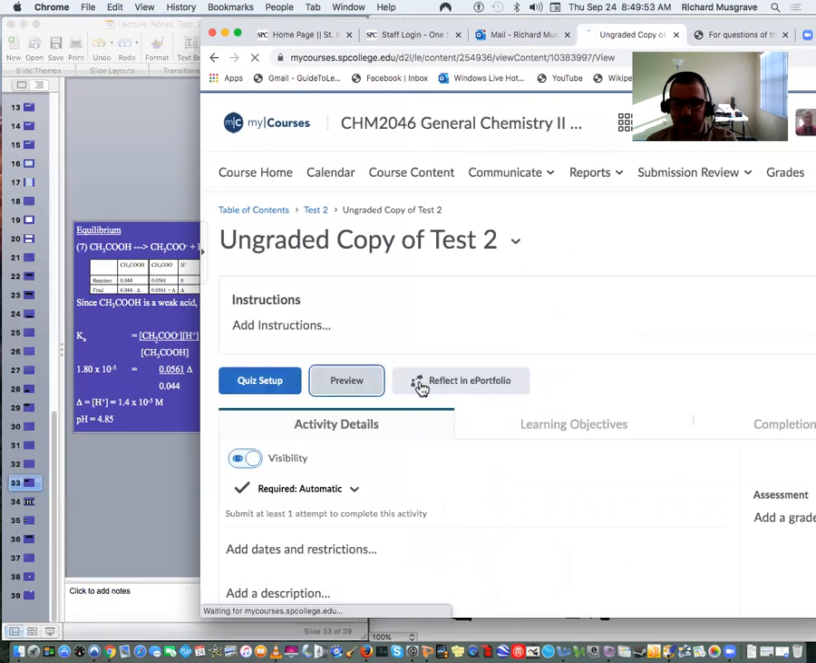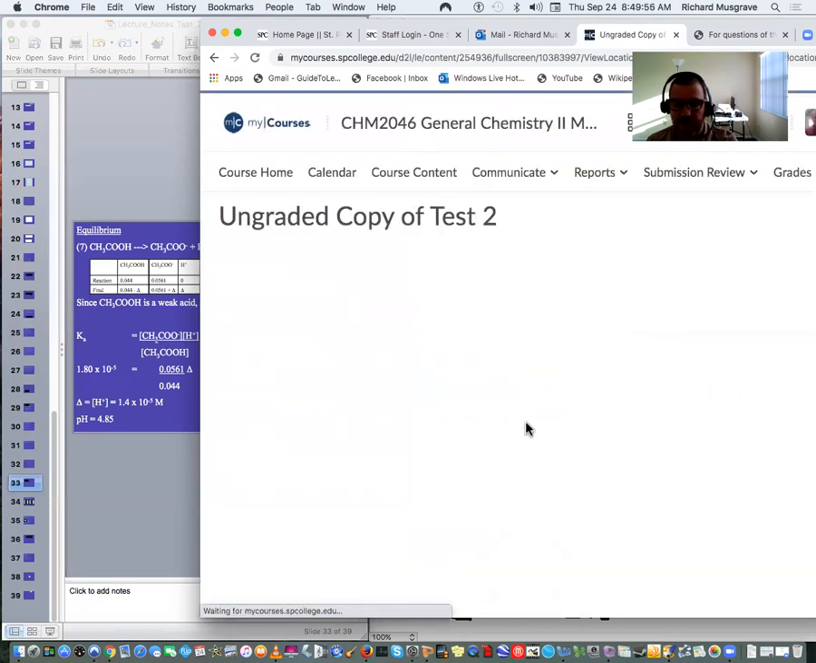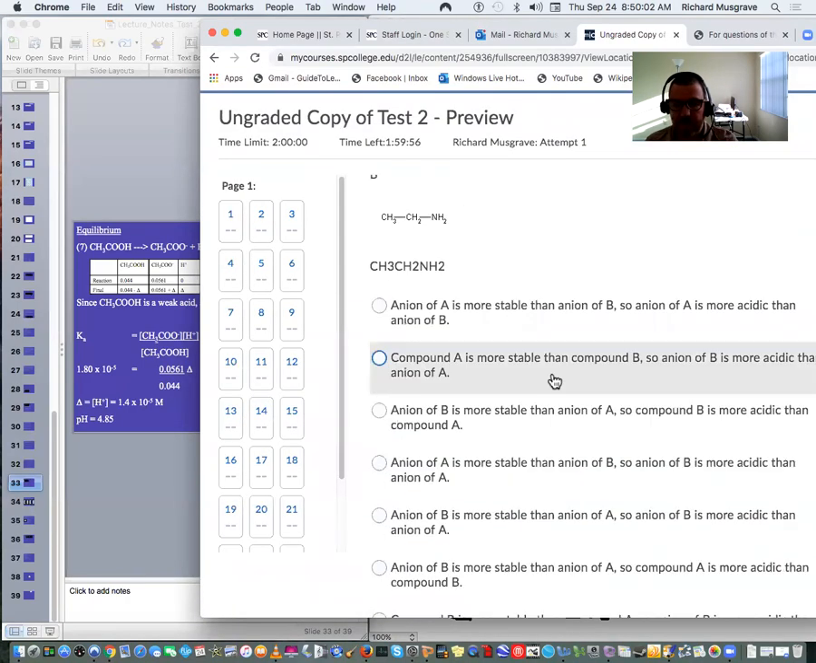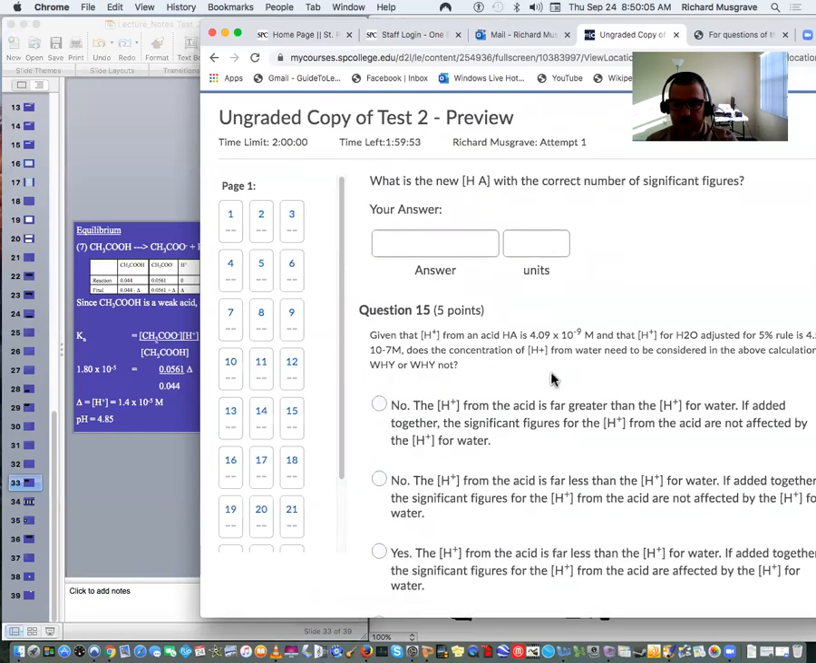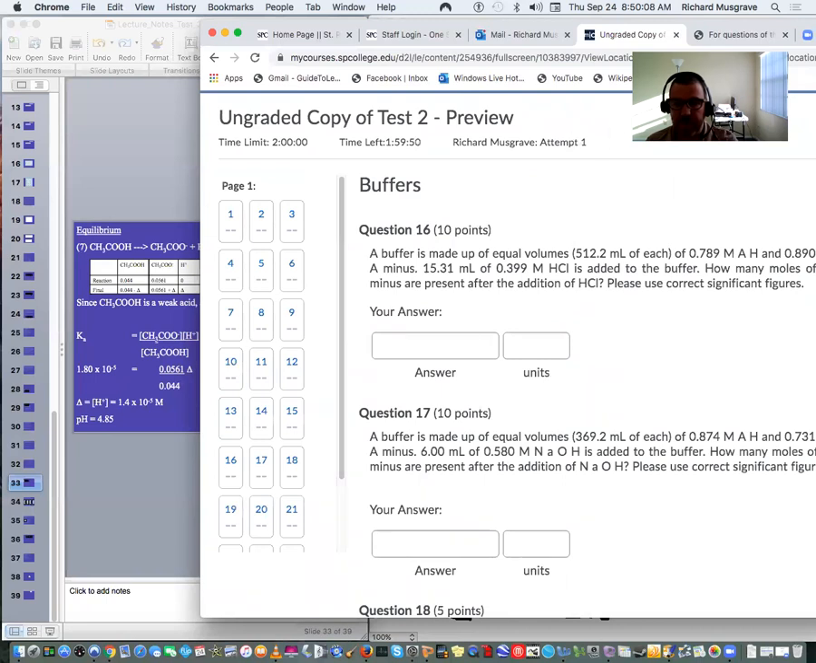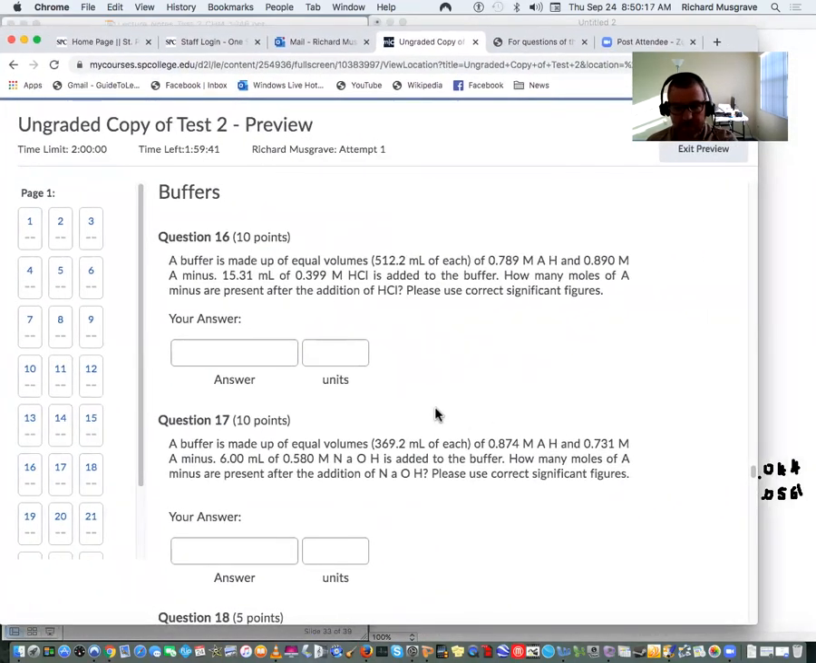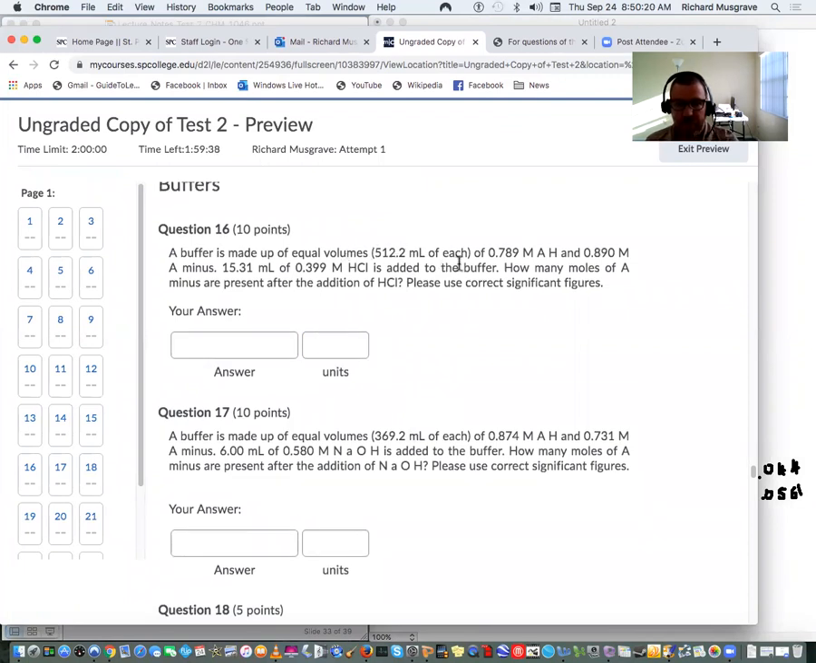So I want to focus now on the actual problems that you'll see on the ungraded copy of the test. And they'll be under the heading of buffers. Here we go, starting at buffers here. So starting at question 16. A buffer is made up of equal volumes of 512.2 milliliters of each of 0.789 molar AH and 0.890 molar A minus. We're adding this much HCl to the buffer. How many moles of A minus are present after addition of HCl?